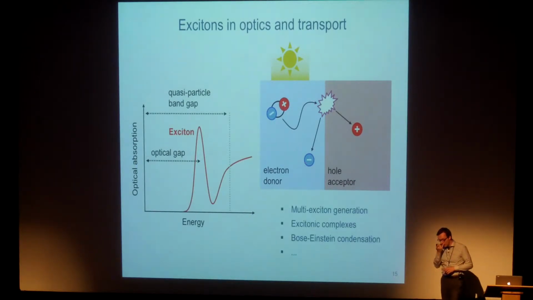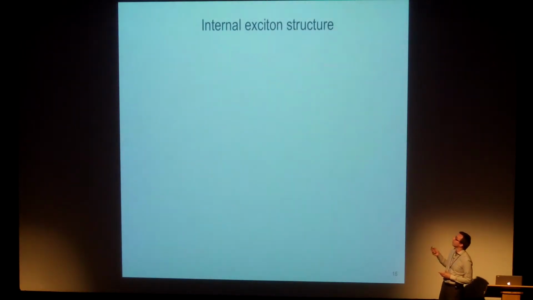In addition, there are things like multi-exciton generation, larger excitonic complexes, or potentially even Bose-Einstein condensation of these particles. Now, to learn about the properties and the structure of the excitons, there is a variety of ways, and one of the traditional ones is to look at the structure of internal excitonic states. And for that, I would like to use a Bohr-type picture.